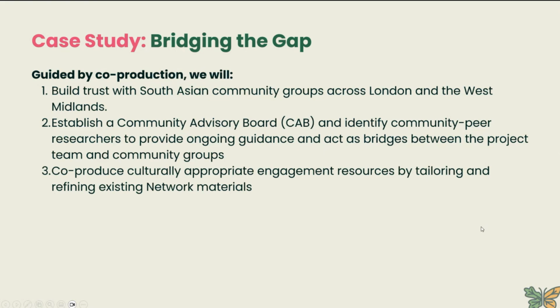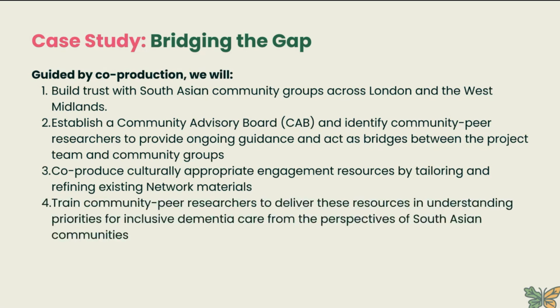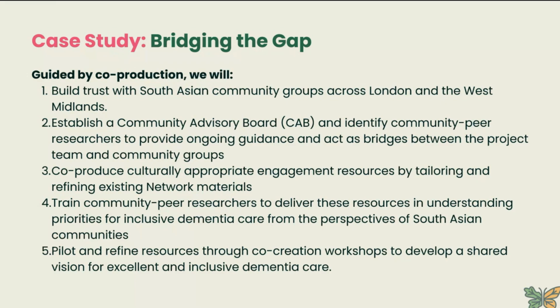Co-produce culturally appropriate engagement resources by tailoring and refining existing network materials. Train community peer researchers to deliver these resources in understanding priorities for inclusive dementia care from the perspectives of South Asian communities. And pilot and refine the resources through co-creation workshops to develop a shared vision for excellent and inclusive dementia care. So the change we wanted to see was essentially, are we seeing an increase in the representation of South Asian communities in the broader work of Empower?